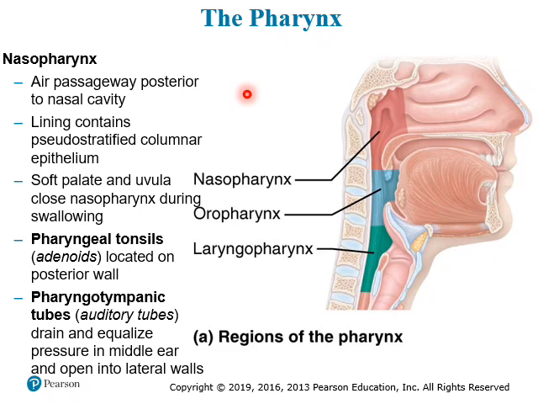So this is your nasopharynx. It's an air passageway that is posterior to the nasal cavity. It is lined by pseudostratified columnar epithelium. It goes all the way down to the soft palate and the uvula. When we are swallowing, the uvula will close up the nasopharynx so that nothing of the food that we are swallowing will enter the nasal cavities.